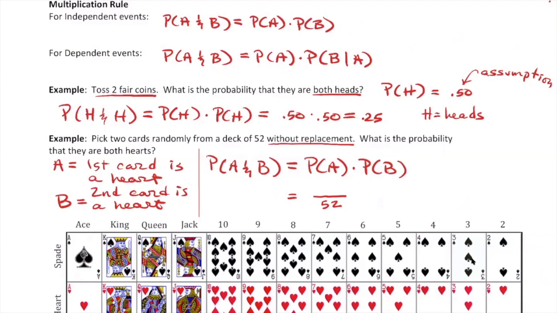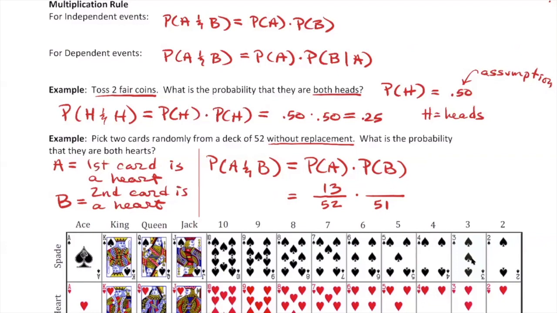Anybody? Right, there's 13 hearts. Now, remember, you're not replacing that card. So for the second card, how many outcomes are there? The denominator is now 51, so things are changing on the second draw. Okay, any questions? Now, the question is how many hearts are in the deck?